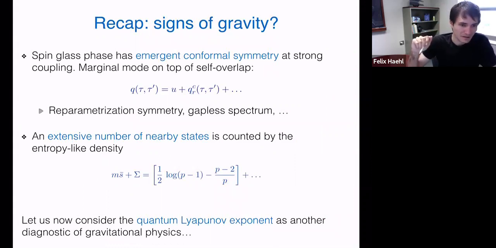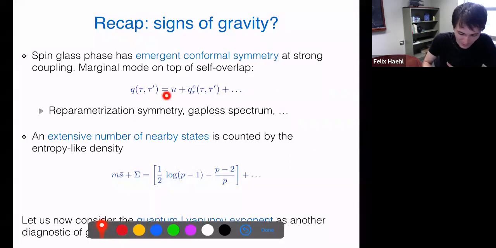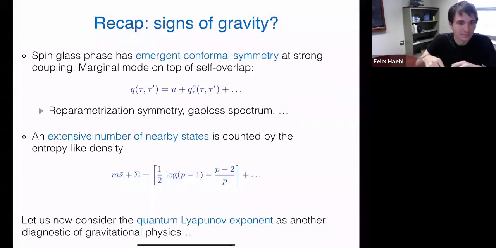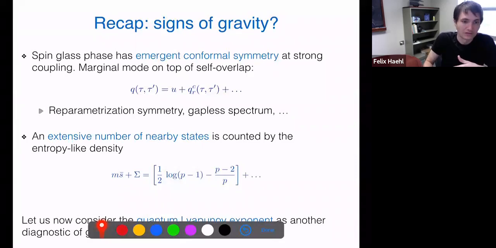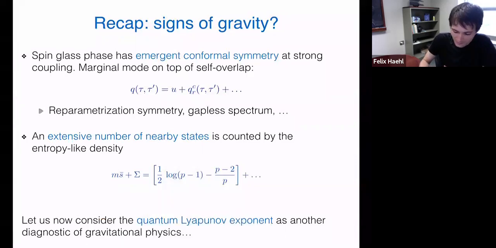So the spin glass, as I tried to explain, has emergent conformal symmetry. That's strong coupling, and the way you see this is a little bit unusual. You have the exact two-point function, which has this constant background value that describes the non-ergodic behavior of this phase. And on top of that, you have the scaling solution. But the scaling solution determines much of the physical properties.